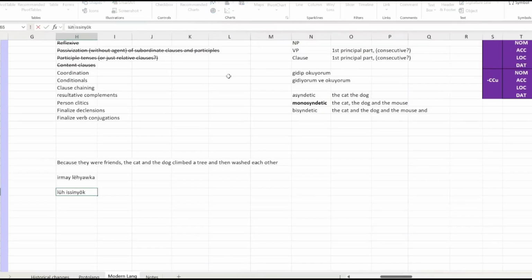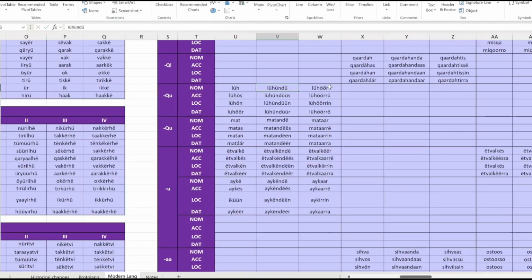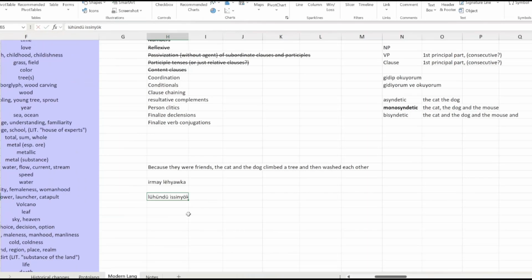Now, would friends be in the dual here? I think it would, because there's two of them, and they're both friends. And since it's a copula, it'll just be in the nominative. So that's because they were friends, or as a result of being friends.